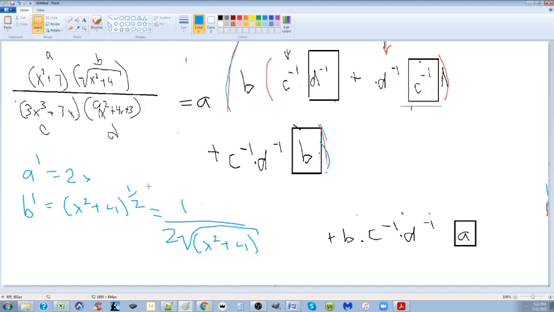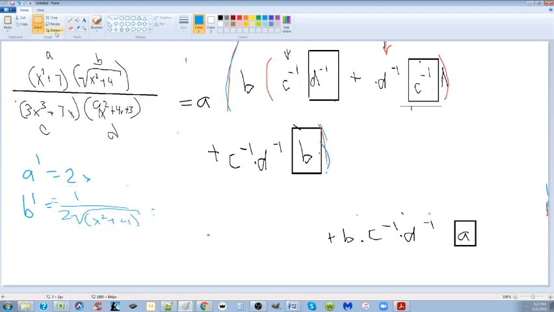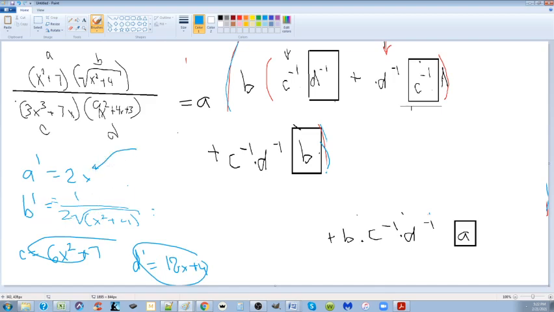You get faster and faster at figuring this stuff out, by the way. And then when you figure out your C prime is 6x squared plus 7, and you figure out your D prime is 18x plus 4, you now have equations down here that if you have a value of x, you can figure out the value for A, B, C, D, A prime, B prime, C prime, and D prime. Then you can plug it in everywhere you see these numbers.